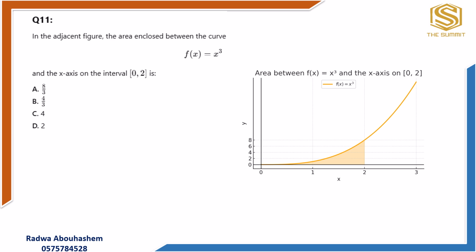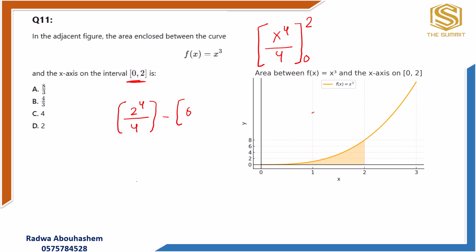In the adjacent figure, the area enclosed between the curve and the x-axis on the interval 0 to 2. Okay, he asked me about the area, so this means I have to use definite integration. So let's get the antiderivative first. It would be x power 4 over 4. Then I have to apply the integration from 0 to 2, right? So here, it would be 2 power 4 over 4 minus, if I substitute with 0, it will give me 0. So 2 power 4 is 16. 16 over 4 gives me 4.